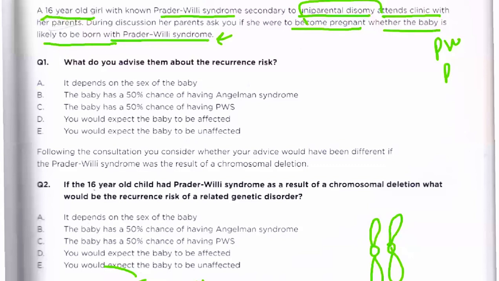Will you advise that it depends upon the sex of the baby? No, not at all. There is a problem in chromosome number 15. Okay, the baby has a 50% chance of having Angelman syndrome. The baby has a 50% chance of having Prader-Willi syndrome. You would expect the baby to be affected. You would expect the baby to be unaffected. Okay. Here they want to talk about the Prader-Willi syndrome. Okay. What is your answer here?